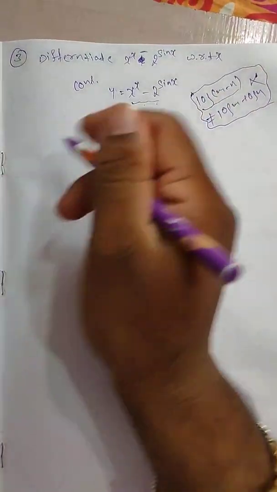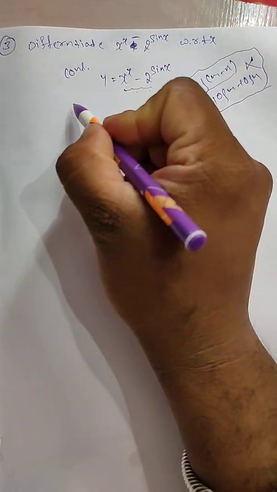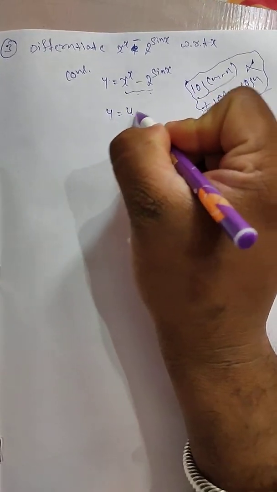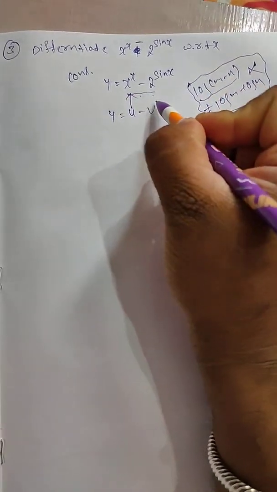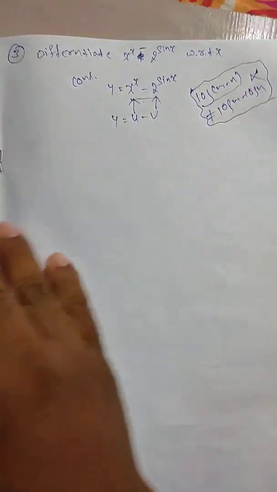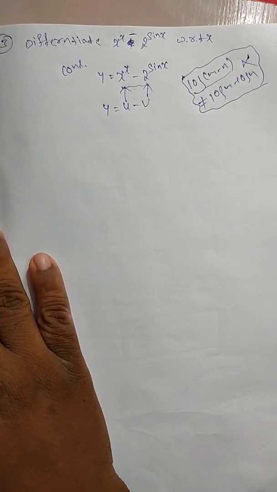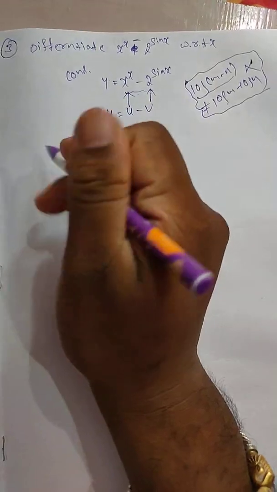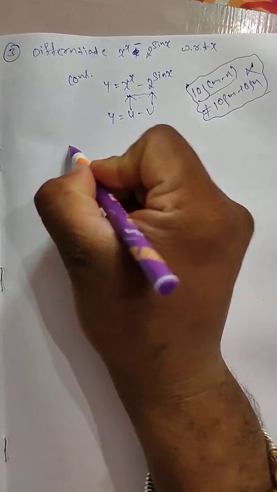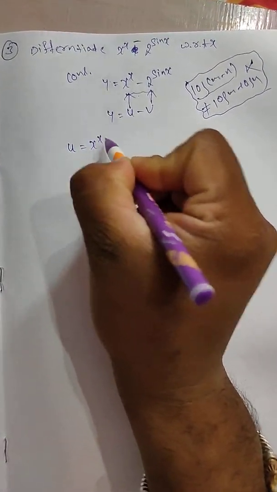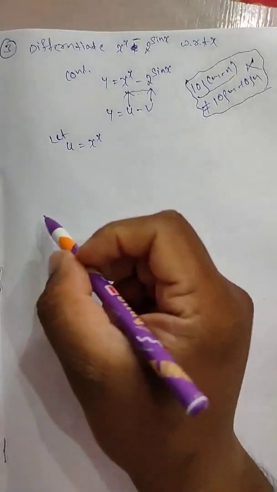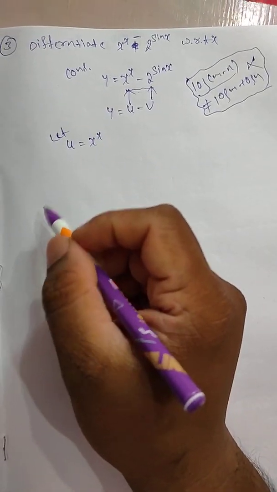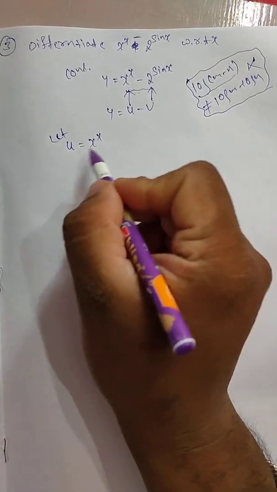So what to do? Let me do it like this. Let y is equal to u minus v. We take u as x to the power of x, and v as 2 to the power of sin x. Let me separate the terms like this. Let u is equal to x to the power of x. Now let me differentiate this one.